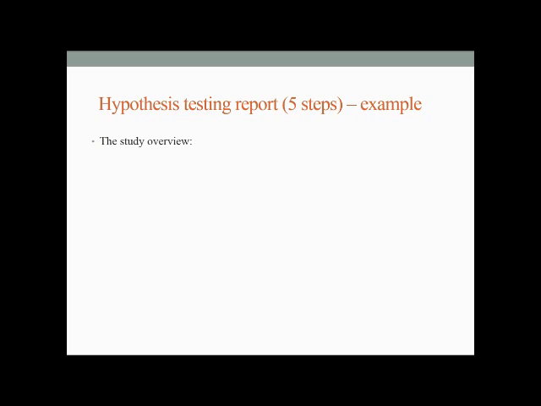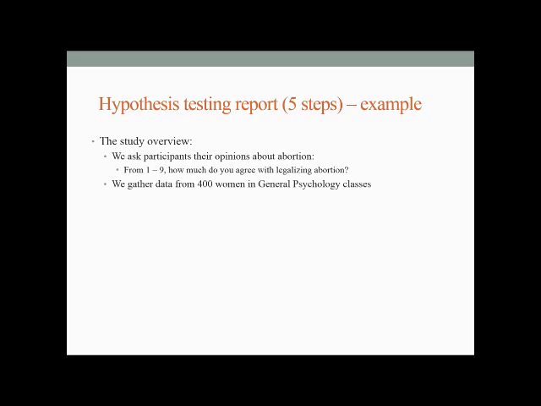First is the study overview. This is what I will give you, providing all the information for this hypothesis testing. We asked the participants their opinions about abortion. The question is, from 1 to 9, how much do you agree with legalizing abortion? We gathered data from 400 women in general psychology classes. The histogram of the data suggests the distribution is approximately normal.